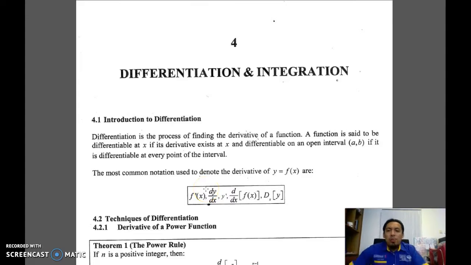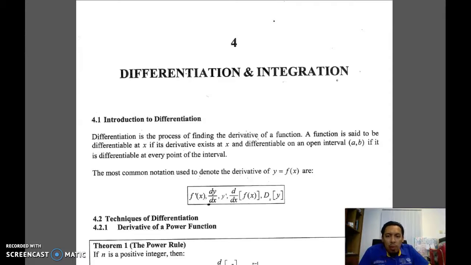In this video we're going to proceed with the next topic in EQT101, which is differentiation and integration. Of course, as the name of the topic suggests, we're going to start with differentiation and then we'll go to integration. So let us be clear on what differentiation actually is.